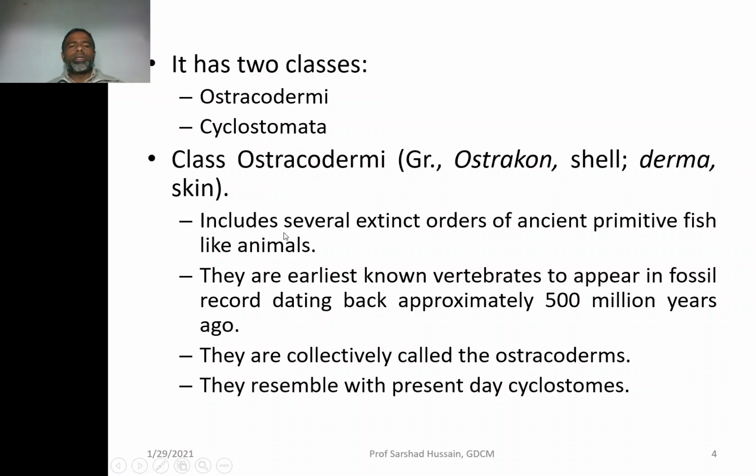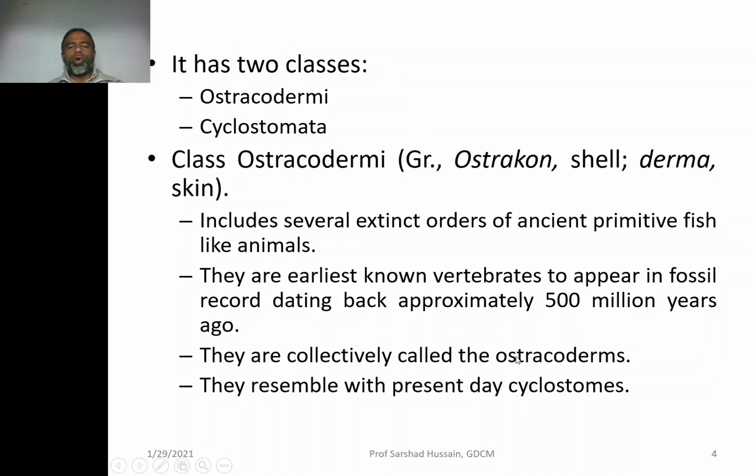It includes several extinct orders. So you don't have any living representative of this class. All of them are ancient animals that are extinct at present. They are the earliest known vertebrates to appear in the fossil record. When we look at the fossil record, among the vertebrates this group was the first to appear on the Earth, approximately 500 million years ago.